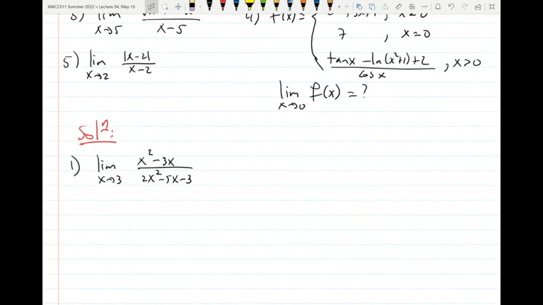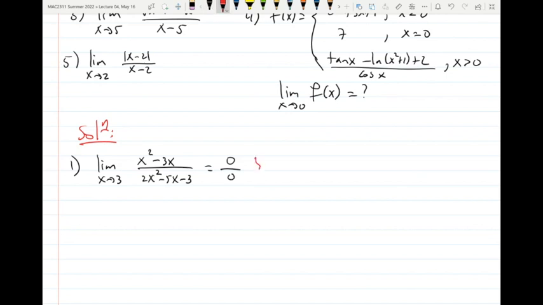Yes? So again, the first thing that you do is plug in. Now, let's plug in 3. If we plug in 3, what do we get in the top? 0. We get 9 minus 9, right? So we get a 0. And what do we get in the bottom? 0. So let's see. 9 times 2, that's 18. Then negative 15 minus 3, that's negative 18. 18 minus 18, that's 0. Yes? So we get 0 over 0.